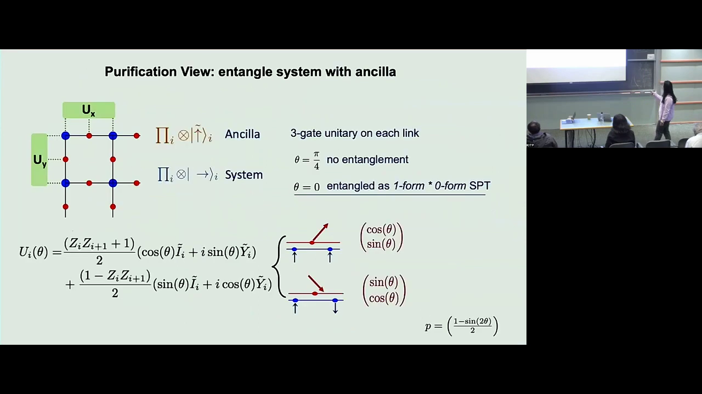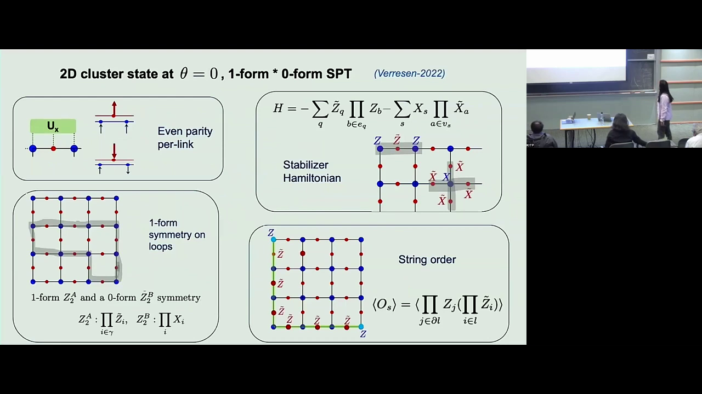Okay, and let's look at a simple case when theta is 0. The wave function is pretty simple because it turns out to be a short-range entangled wave function that is the ground state of a stabilizer Hamiltonian. And this stabilizer Hamiltonian was explored a while ago, but first pointed out by and that this turned out to be an SPT wave function that is protected by a one-form cross zero-form symmetry, where the zero-form symmetry acts on all of the system spins, and the one-form symmetry only acts on the ancillary spins. It does not have any long-range order. However, it has a non-vanishing string order. If I measure the ZZ correlation function of the blue spins from the system, they're somehow modified by a charge string carried by the red spins from the ancillary.